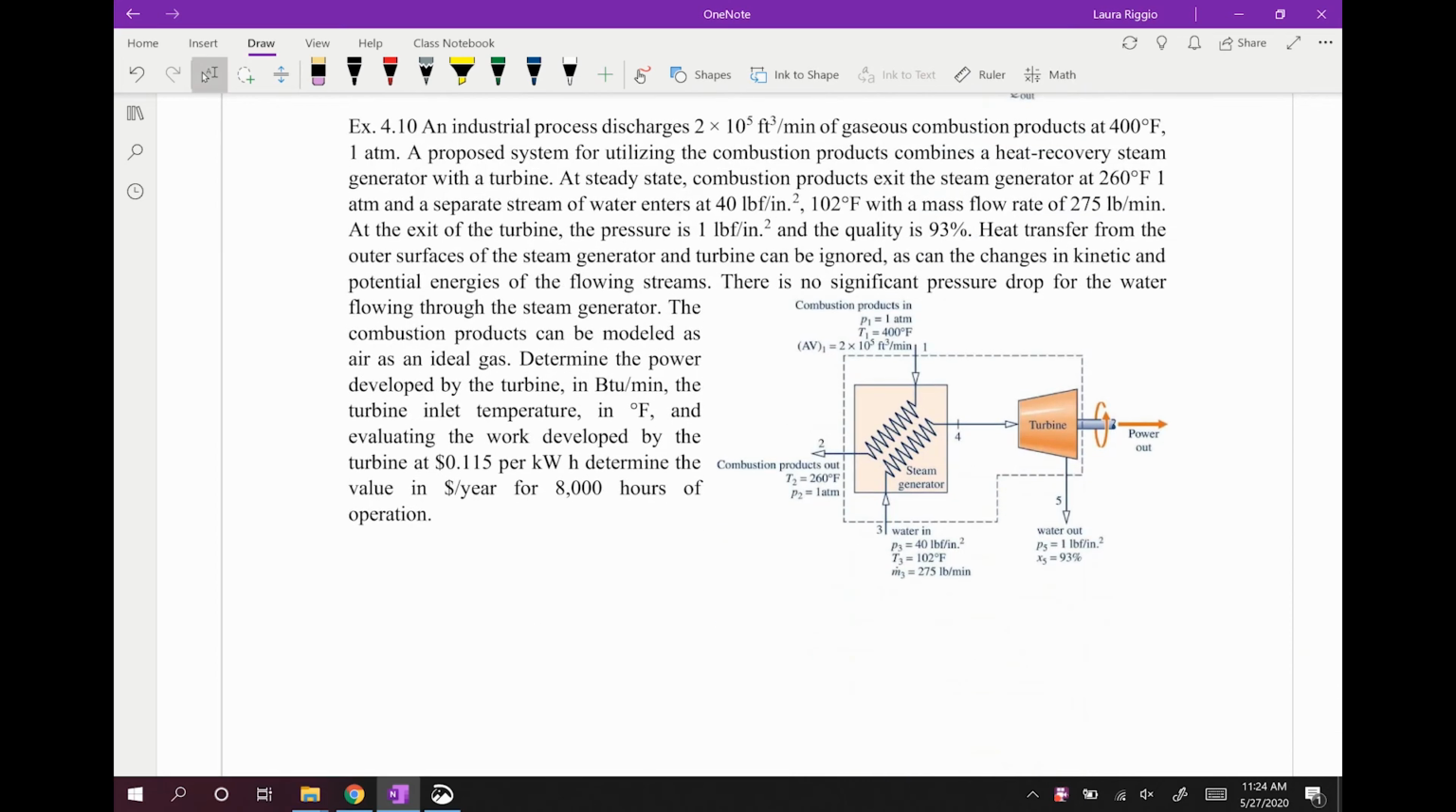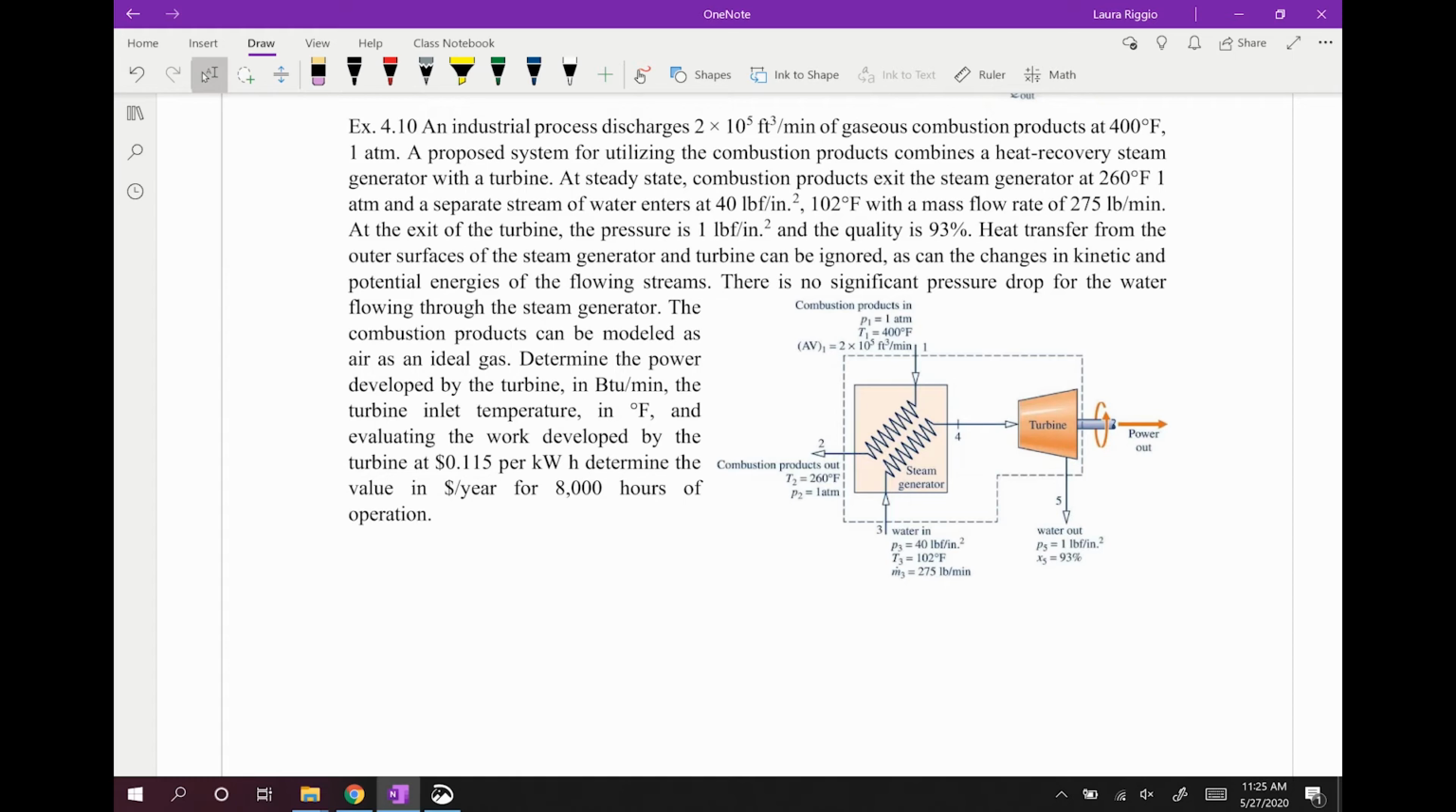We're going to go over an example where we have some industrial discharge process discharging 2 times 10 to the 5 cubic feet per minute of gaseous combustion products at 400 degrees Fahrenheit and 1 atm. A proposed system for utilizing the combustion products combines a heat recovery steam generator with a turbine. At steady state, the combustion products exit the steam generator at 260 degrees Fahrenheit and 1 atm. A separate stream of water enters at 40 psi and 102 degrees Fahrenheit with a mass flow rate of 275 pounds per minute. At the exit of the turbine, the pressure is 1 psi and the quality is 93%.